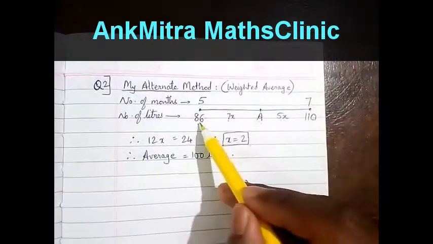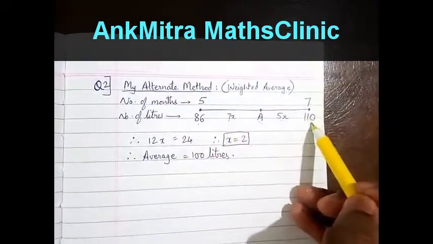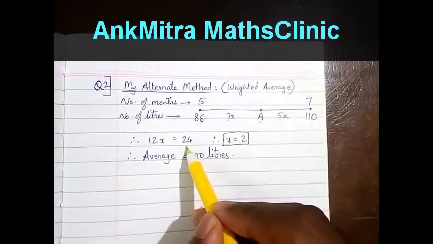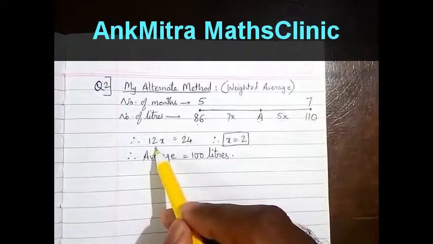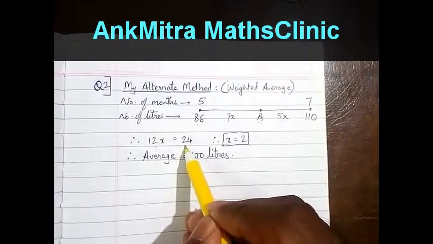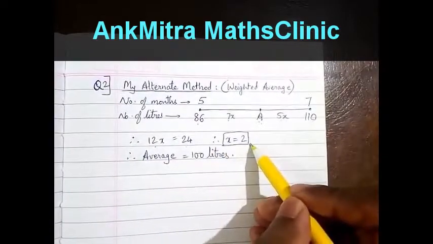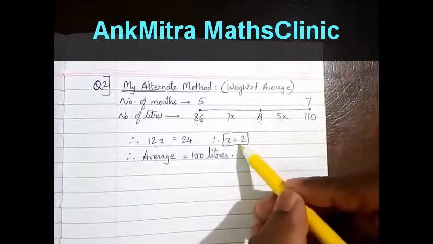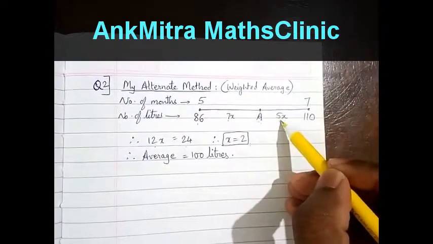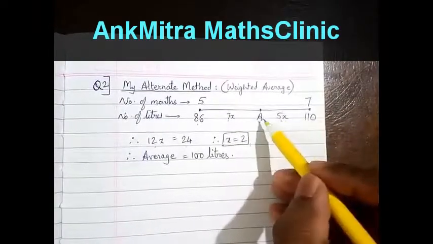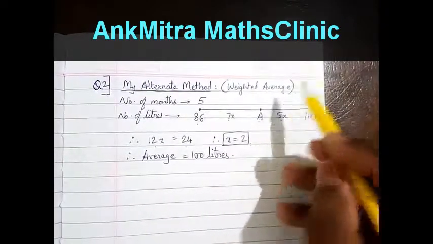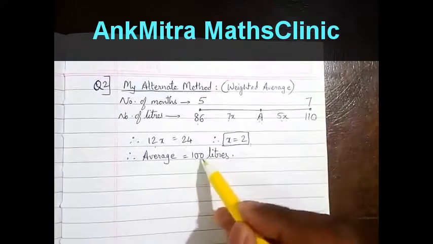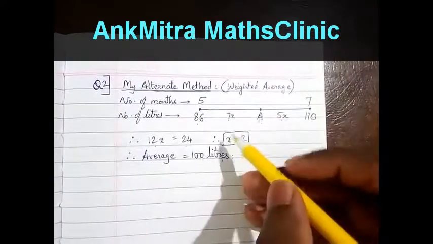That means the total difference between 86 and 110, which is 24 liters, is a total of 7x plus 5x, that is 12x. Therefore, 12x is equal to 24 means x is equal to 2. So using x is equal to 2, the value of 5x will be 10, and since this average is 5x less than 110, we get the overall average as 100 liters.